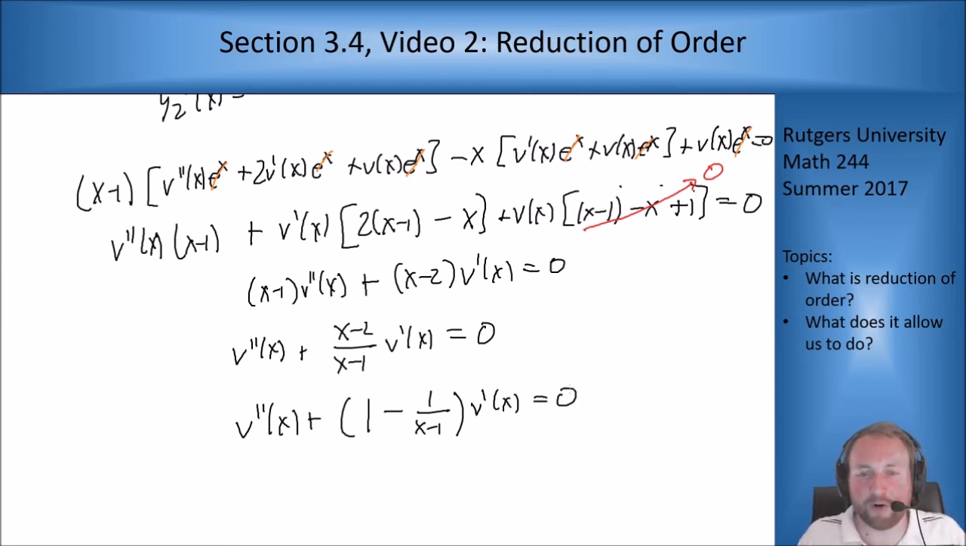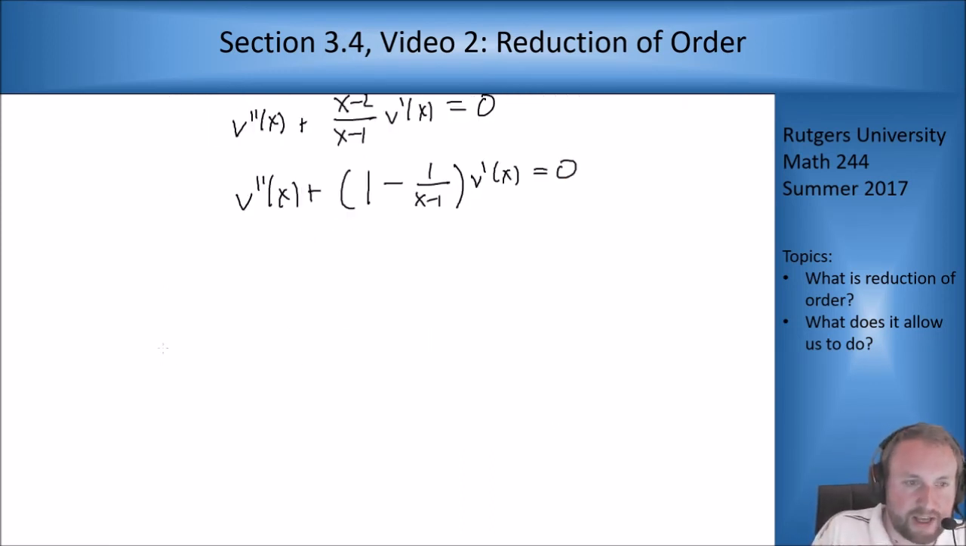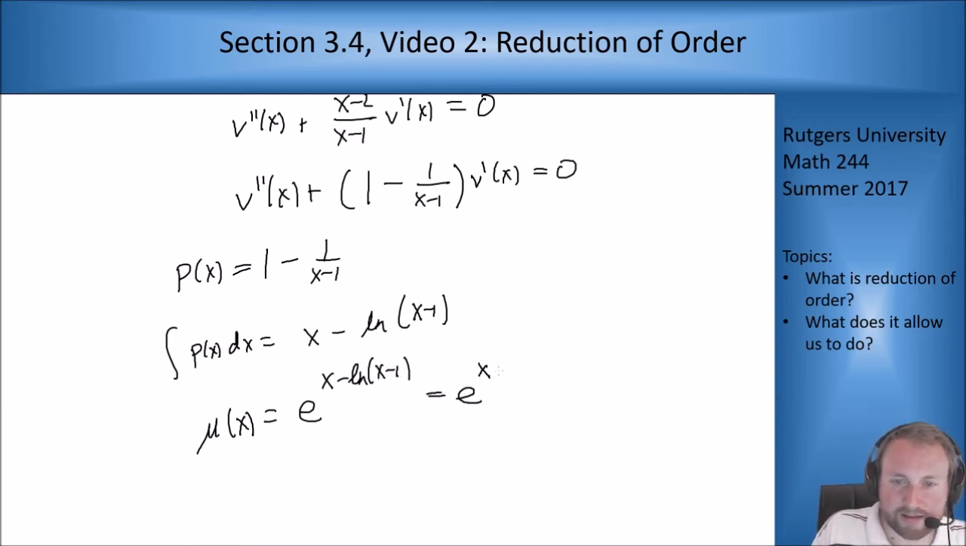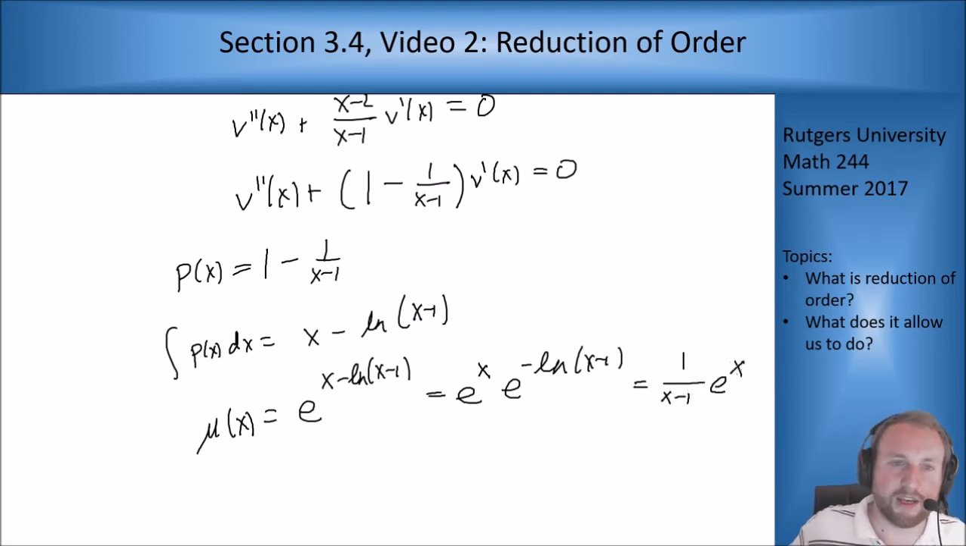And now this is a first order linear equation in v prime. So let's solve it. What is our integrating factor? We have our p of x is 1 minus 1 over x minus 1. So the integral of p of x dx is going to be x minus log of x minus 1. And then my integrating factor mu is e to the integral of p of x. So e to the x minus ln of x minus 1, which is going to be e to the x, e to the negative ln of x minus 1, which is going to be 1 over x minus 1 e to the x. Okay, so that's my integrating factor.